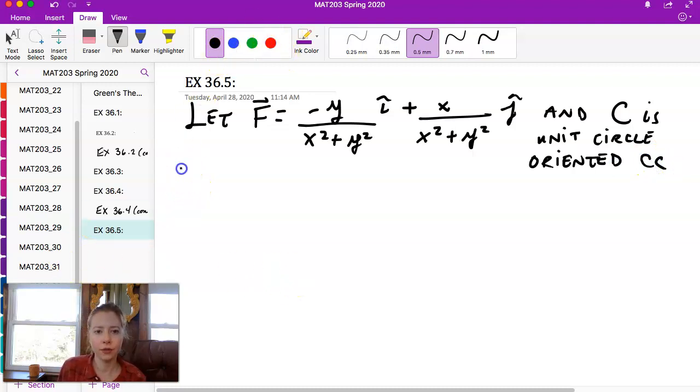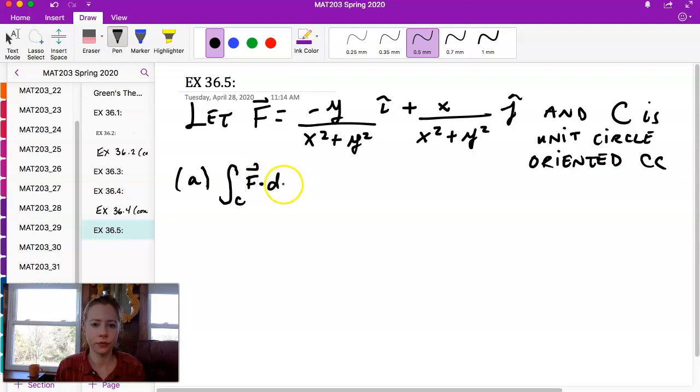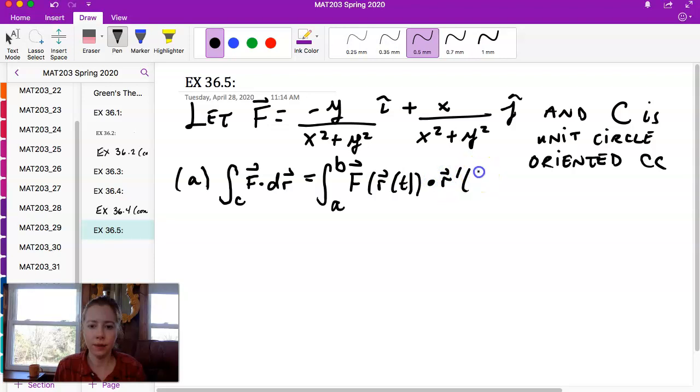Okay, so first, I'd like us to calculate the line integral using our definition, using parameterization. So we're going to go from a to b of f as a function of position with time, dotted with r prime of t dt. So we're going to first do it that way and then use Green's theorem.